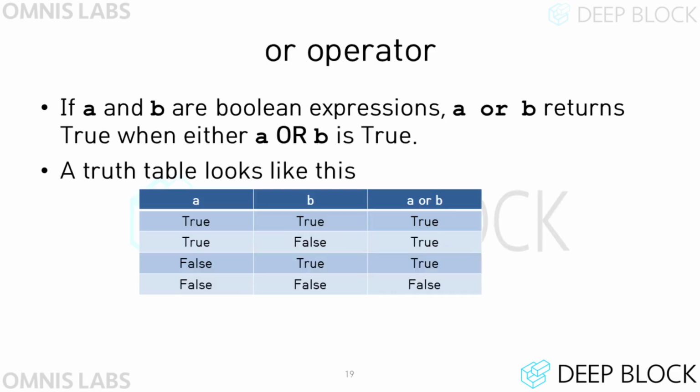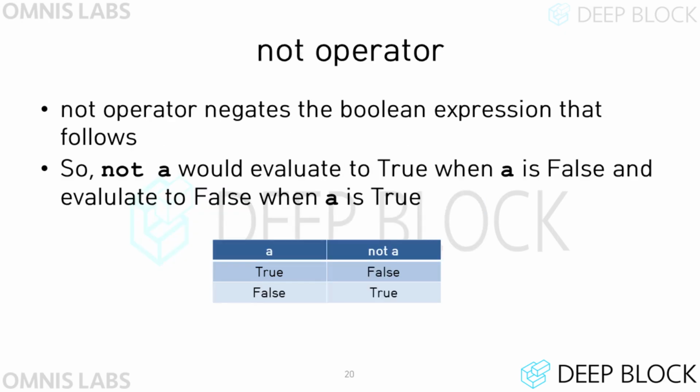Next, let's look at the OR operator. When A and B are values of type bool, the expression A or B becomes true when A is true or B is true. You can check the evaluation result of the expression A or B according to the values of A and B in the table. As you can see, A or B evaluates to true except when both values are false. Finally, let's look at the NOT operator. The NOT operator reverses a Boolean value. For example, not true becomes false and not false becomes true.